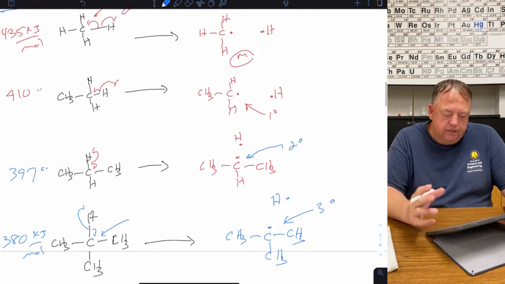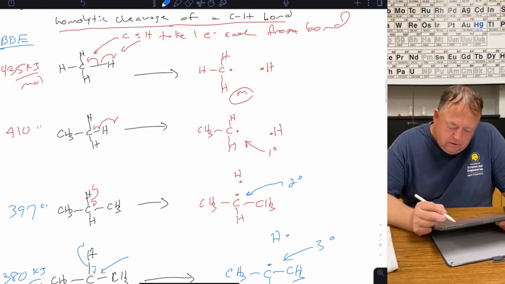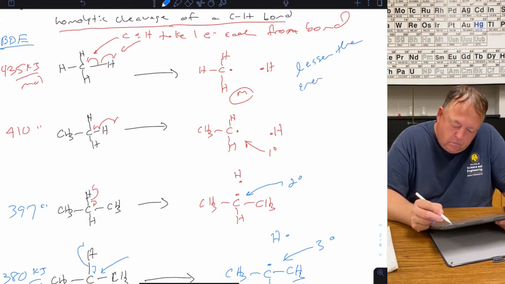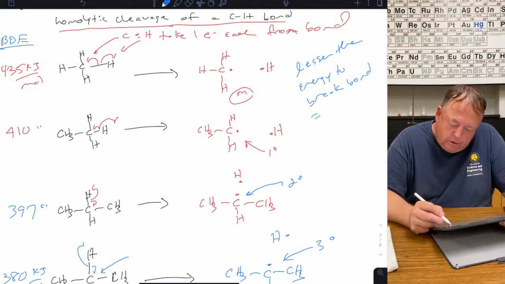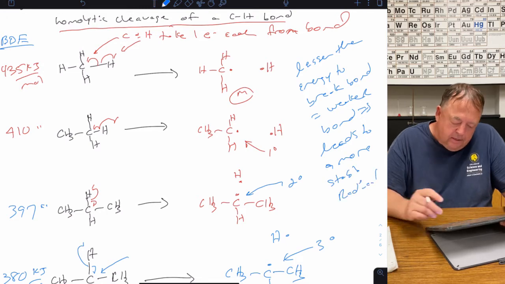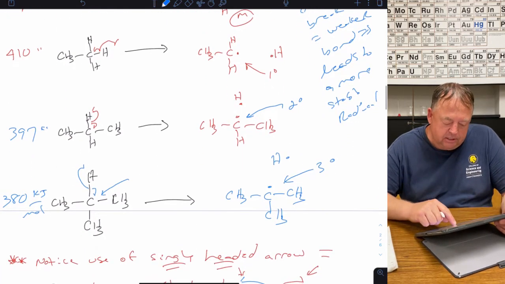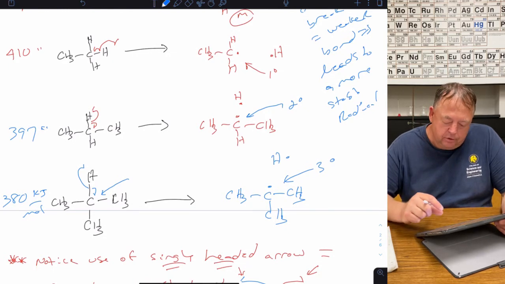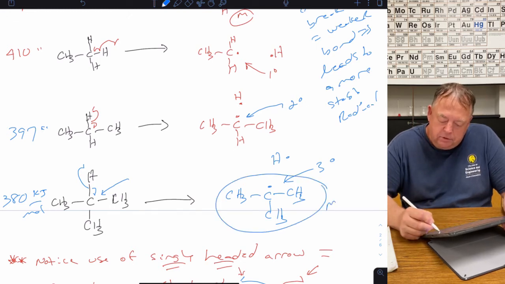Okay, so what does the energy difference mean? So the lesser the energy to break the bond means it's a weaker bond, and that means that it leads to a more stable radical. So it took the least amount of energy to break the CH bond on a tertiary center. So that means that CH bond is the weakest, and that means the tertiary free radical is the most stable.